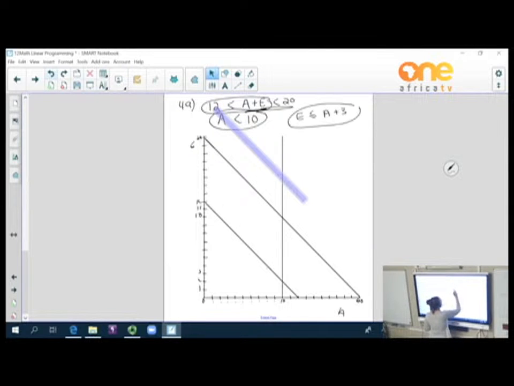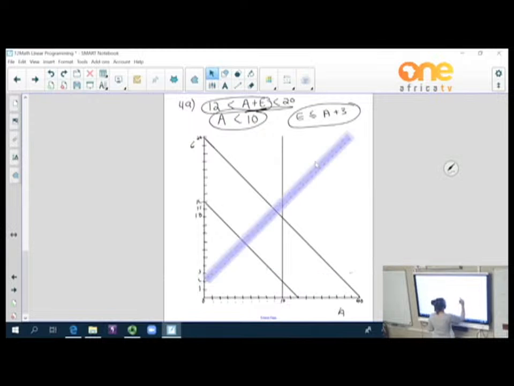The last one is England is less than or equal to Argentina plus 3. So we will start out at 3, where England is at 3, because there will be 3 more than Argentina. We will start out at 3 and we will end at 20. So you will just measure this exactly.